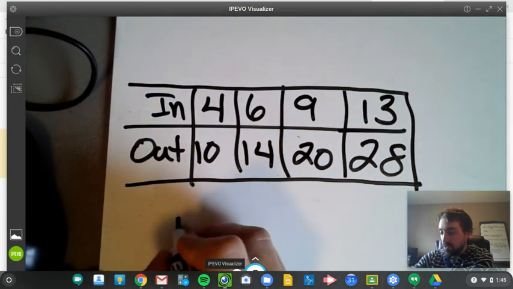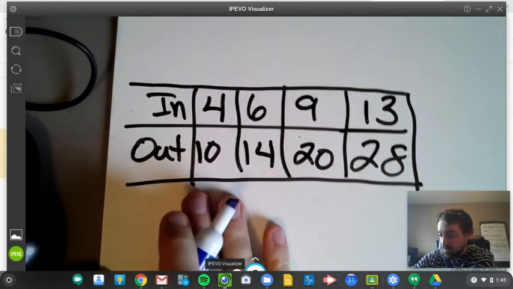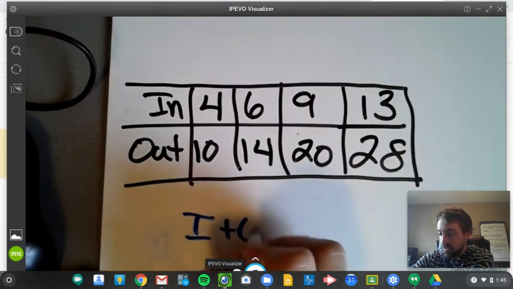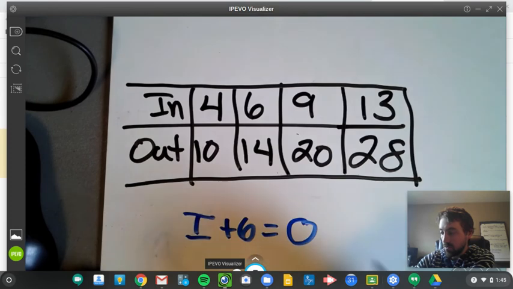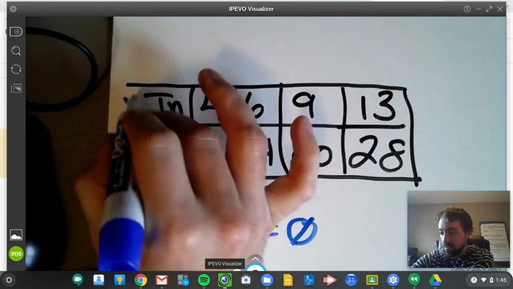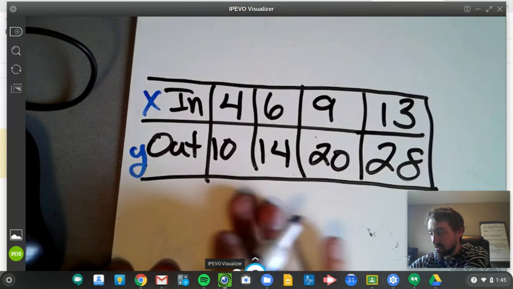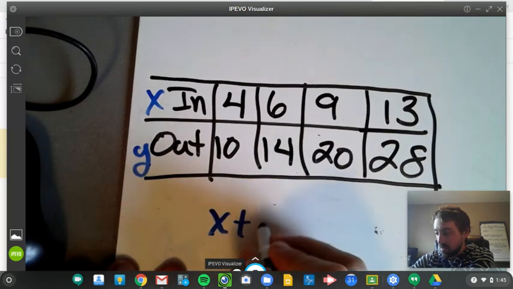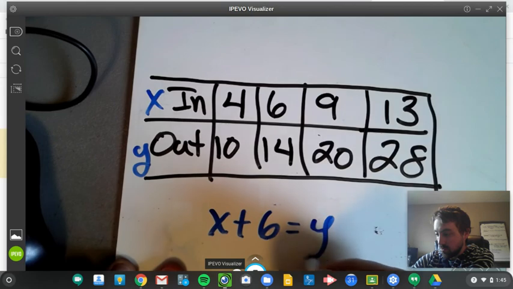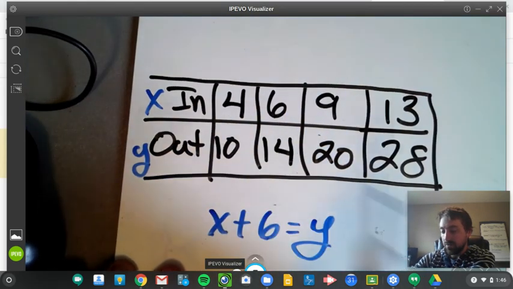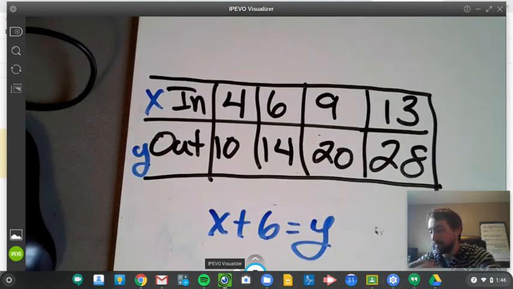So input plus 6 equals output. Well, let's call this x and y, because we never want to use O because it can sometimes be confused with 0. So x plus 6 equals y. That doesn't work here though. 6 plus 6 is equal to 12. Doesn't work there. So you might think, all right, it's multiplication.